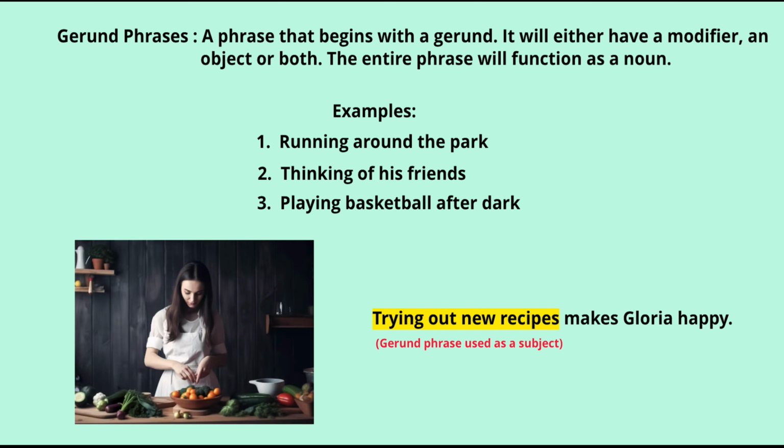In the image, you can see a girl cooking. Trying out new recipes makes Gloria happy. Trying is the gerund in this sentence. So, trying out new recipes. Out new recipes would be the direct object. Makes Gloria happy is the predicate in the sentence. So the gerund phrase, trying out new recipes, is the subject in this sentence.